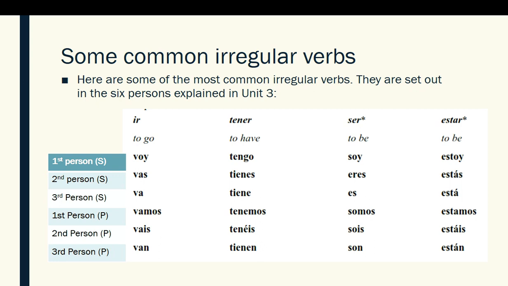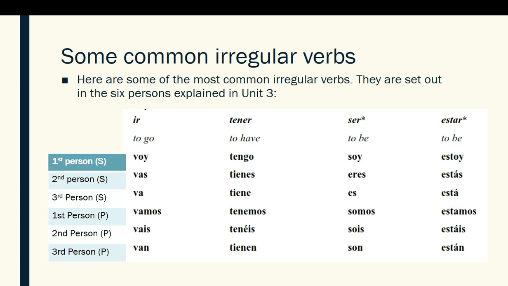For its first person, we have voy, second person vas, third person va. All of those are in singular form. But when it comes to plural form, we have vamos for first person, vais for second person, and last, van for third person plural. You can just read the following verbs here. We have the different forms for tener, which means to have, ser, which means to be, and estar, which also means to be.